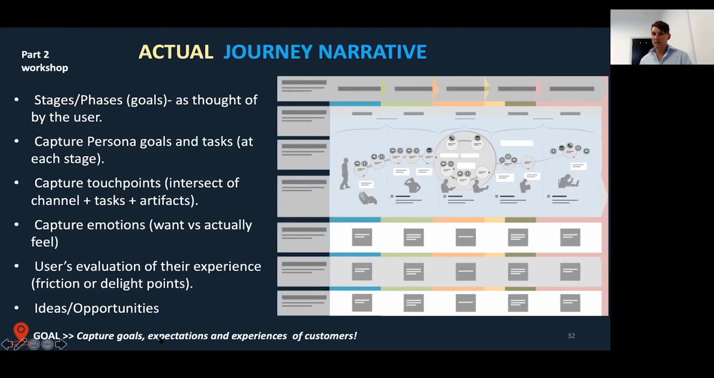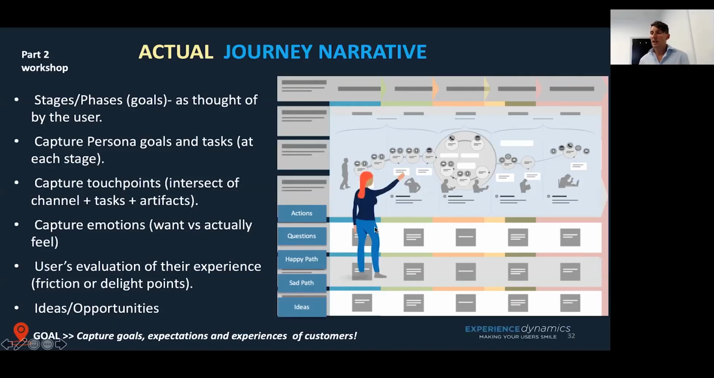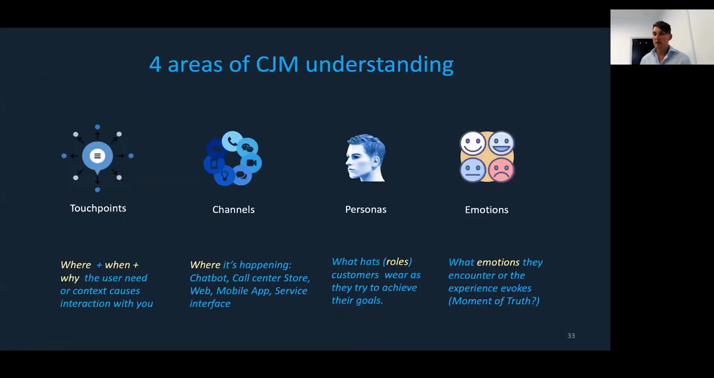But the goal of this workshop is to capture goals, expectations, and experiences of customers. You can bring in that stuff you had before, but also comparing the two can be quite powerful. The assumption one to the actual one. And that's a learning opportunity for your organization. This is how a lot of organizations are building journey maps.